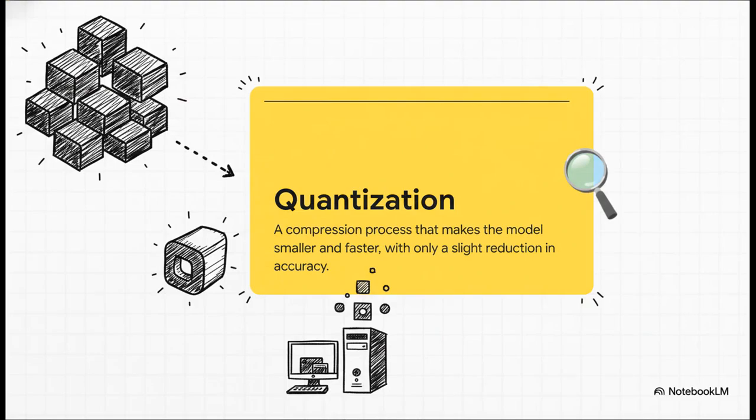All right, now for the part that honestly feels like magic. It's called quantization. And this is the secret sauce that lets us run these huge models on our regular computers. It's basically a compression process. It shrinks the model down so it uses way less RAM and runs a lot faster. Yeah, there's a tiny hit to quality, but it's what makes this whole local AI thing possible for the rest of us.